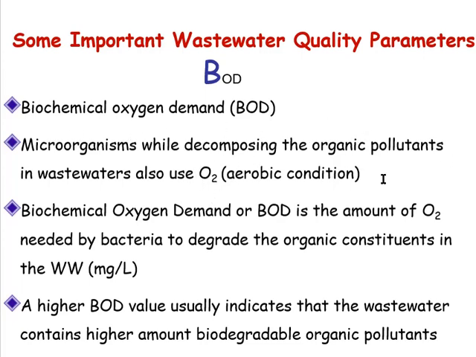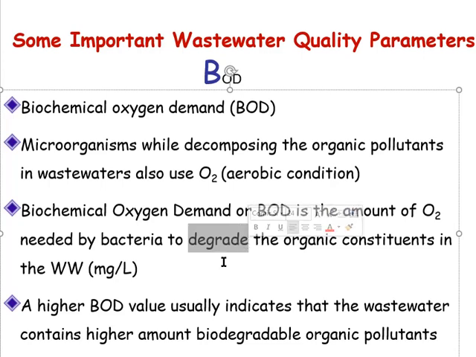So this is the mechanism going on in a wastewater. The bacteria eating the waste material and using the oxygen. The more food material they eat, the more oxygen they will consume. So the biochemical oxygen demand, or the BOD, is the amount of oxygen needed by the bacteria to degrade the organic constituent. Degrade means to eat or break the waste material to convert it into water and carbon dioxide. So these bacteria degrade the organic material, the waste material, right? And they use some oxygen. This amount of oxygen which they use is called the BOD.